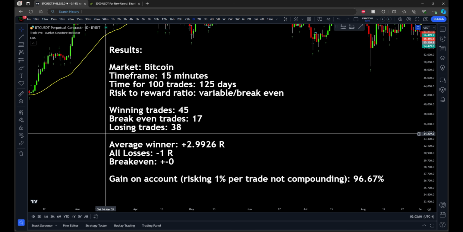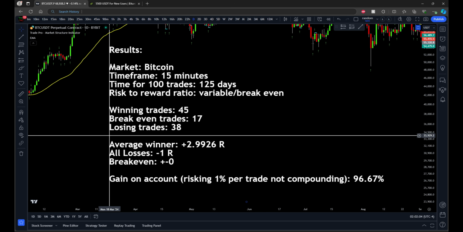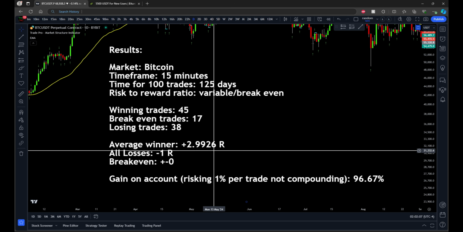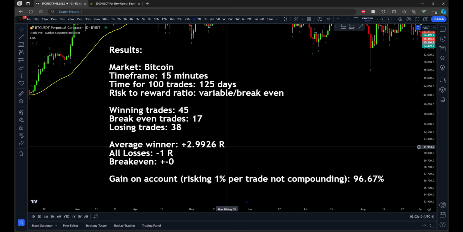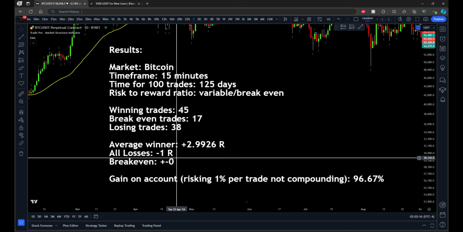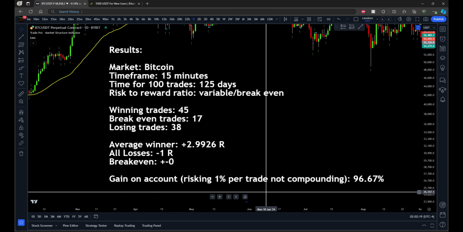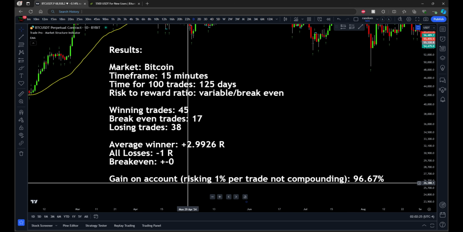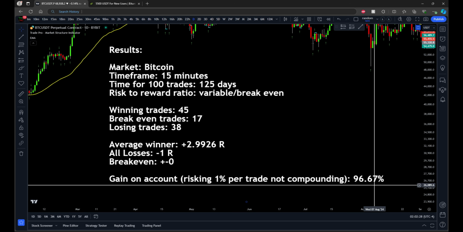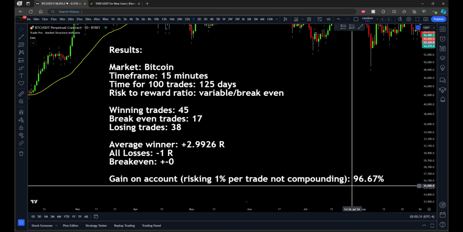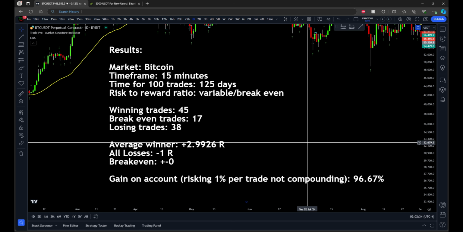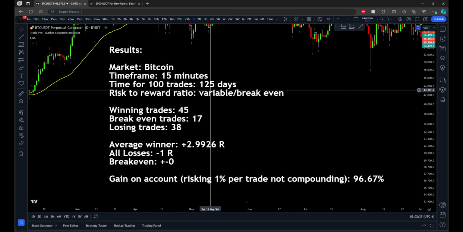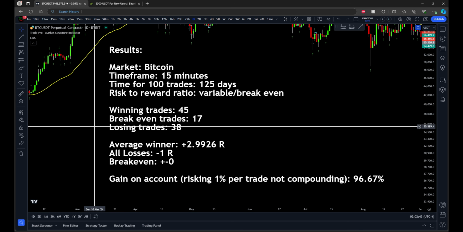Now, this is where it gets super impressive. The average winning trade is 2.99 R. So we have a risk to reward ratio of about 1 to 3. And when we lose, of course, we're only risking 1 R. So it's a 1% loss. If we're doing risk of 1% per trade, not compounding, total gain on the account for the 100 trades is 96.67%, which makes this one of the best strategies I've ever tested, maybe the best if we're considering it only took 125 days of price data. So just 4 months or so, which makes this very impressive with these results.